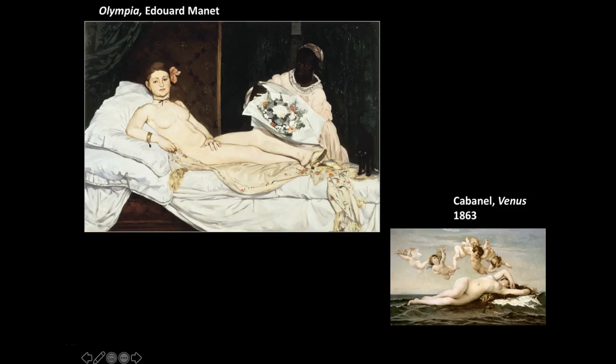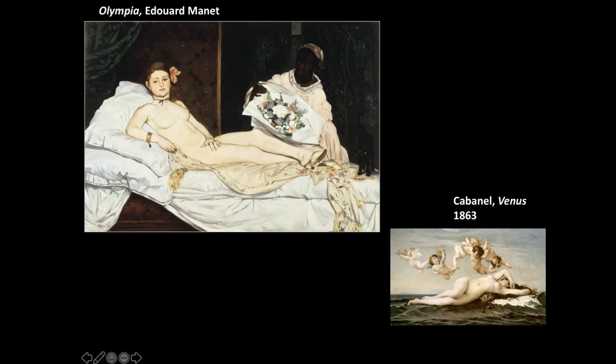Okay, guys, here is our next reclining nude in the realist period. This is called Olympia, and she's probably one of the most important pieces that you guys will learn about for not just realism, but for modernism in general.